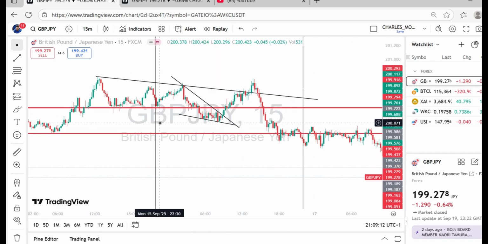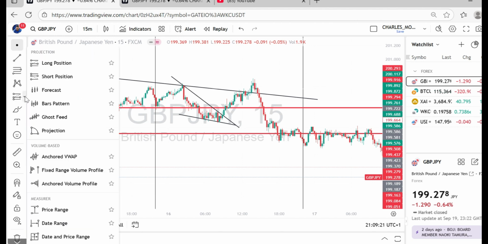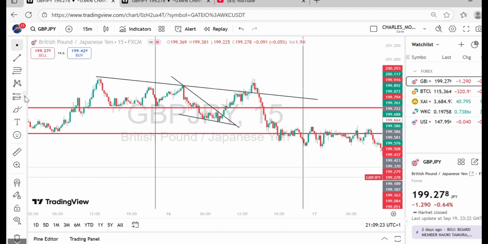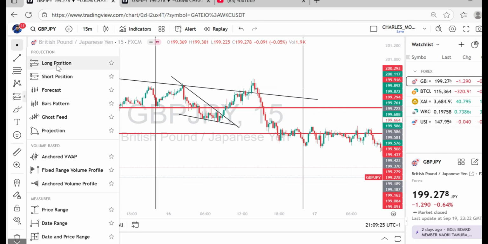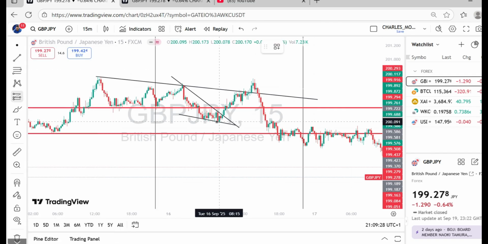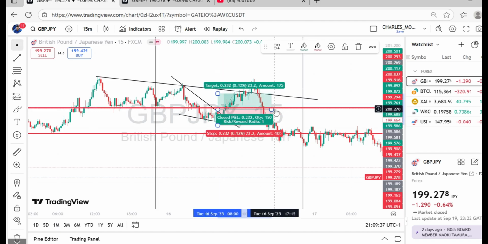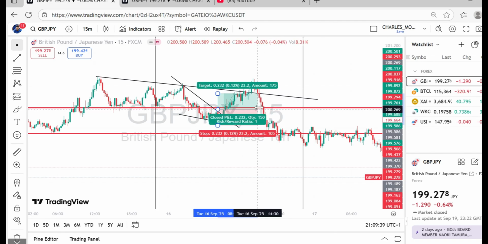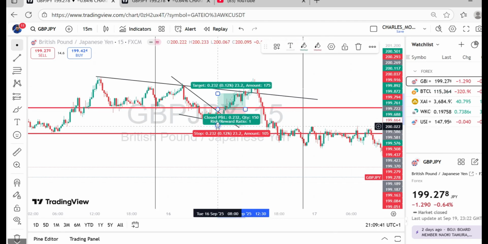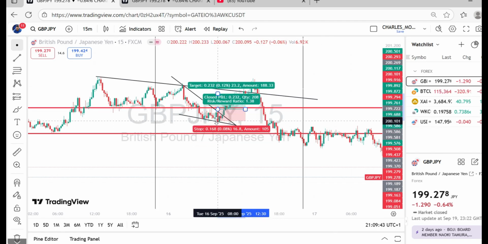So obviously this will be a very big win for us if I was active on Tuesday. Let us see how far this market went. So this will be the breaking out. Probably my buy entry will be at this spot.